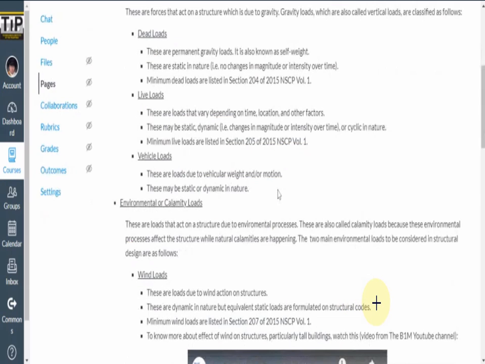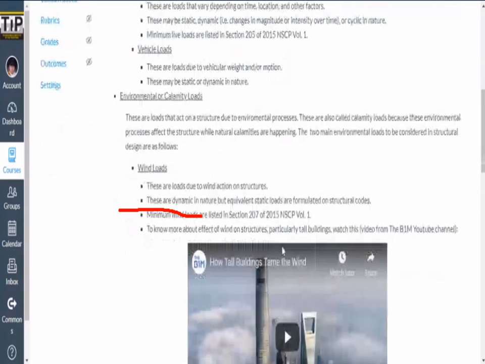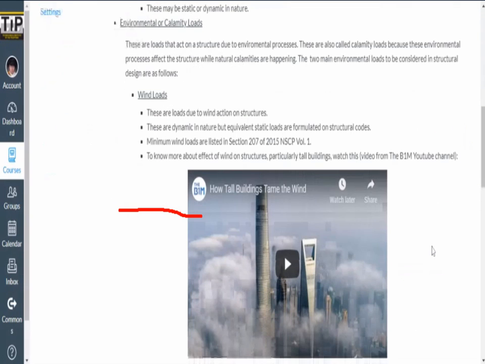Next, we have the environmental or calamity loads. These are loads that act on a structure due to environmental processes. They are called calamity loads also because these environmental processes affect the structures usually while natural calamities are happening. So in normal situations, they do not really pose much effect on the structure. So what are the two environmental loads that we usually consider?